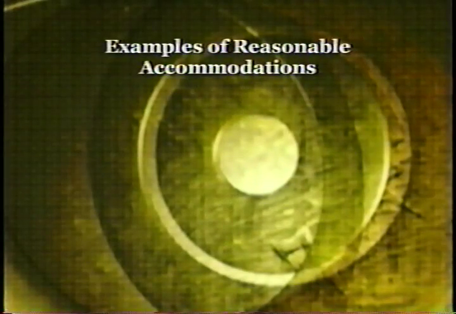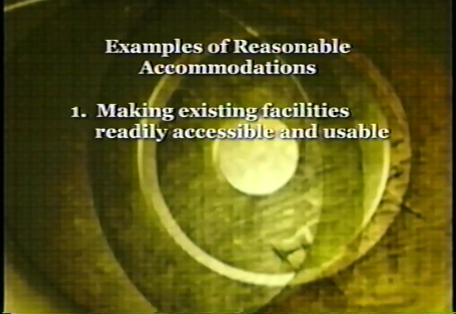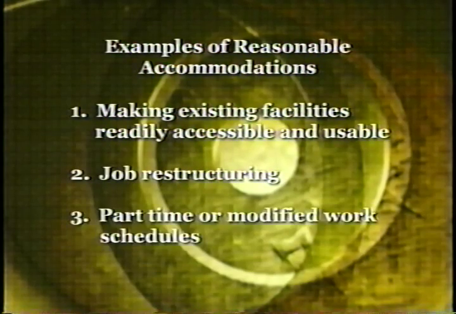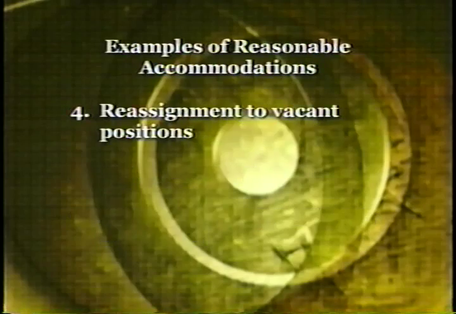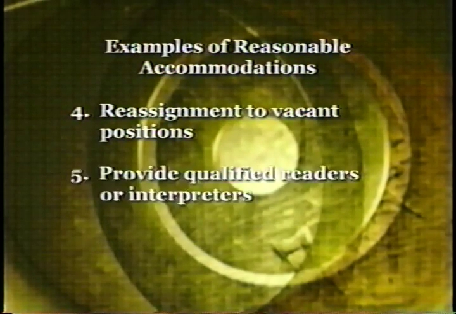If a person is disabled under the Act and is qualified to do the work in question with an accommodation, the Act requires that the employer make a reasonable accommodation for the disability that does not cause an undue burden on the employer. Examples of reasonable accommodations listed in the Act include making existing facilities readily accessible and usable, and taking actions such as job restructuring, part-time or modified work schedules, reassignment to a vacant position, or provision of qualified readers or interpreters.